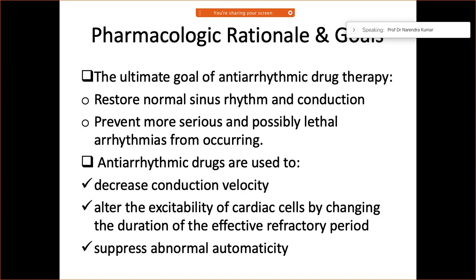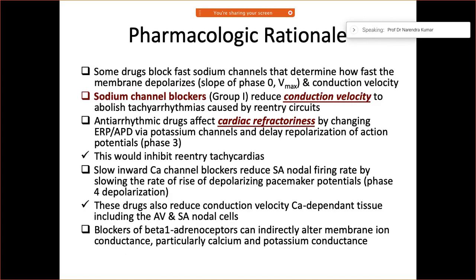And of course, mechanism-wise, it affects the conduction velocity, otherwise the excitability of the cardiac cells, by affecting the refractory period as well, and of course, by suppressing the automaticity, in fact. The various groups of drugs have their own mechanism of action, in the sense like sodium channel blocker, maybe potassium channel blocker, calcium channel blocker as well. So this is what tends to happen.